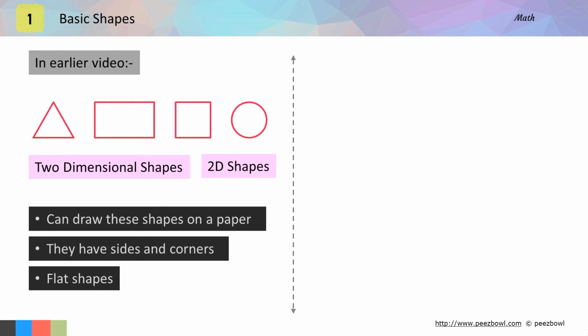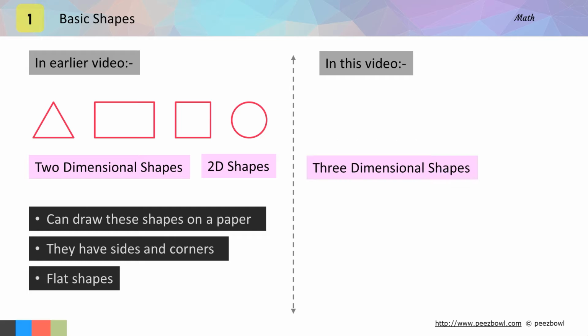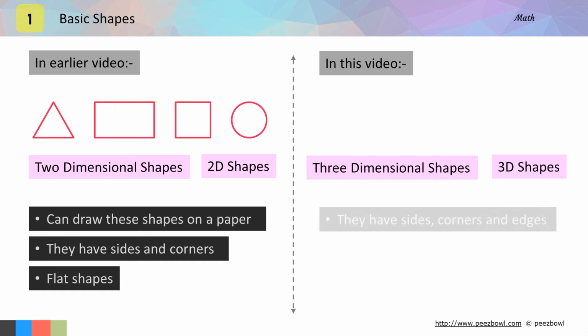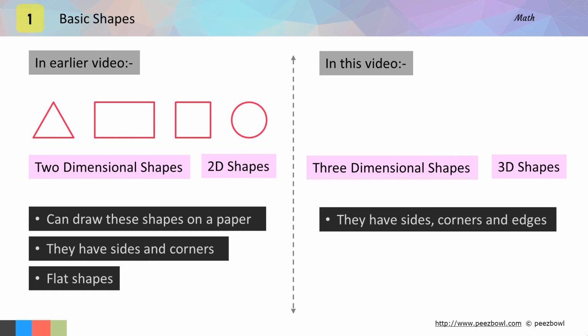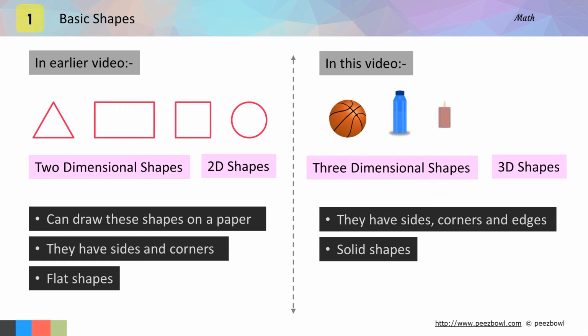In this video, I will show you a few three-dimensional shapes or 3D shapes. These shapes have sides, corners and edges. These shapes are solid shapes like a ball, water bottle, candle and so on.